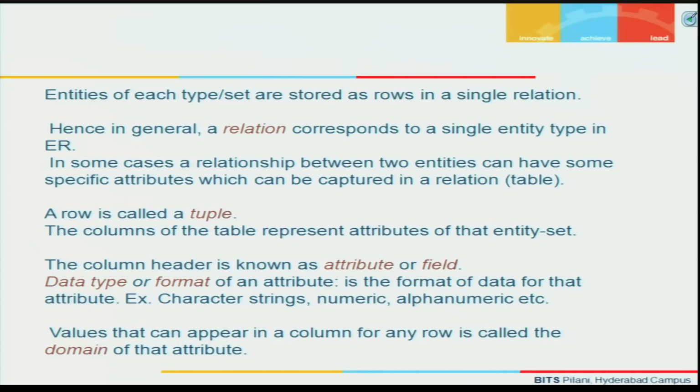Data type or format of an attribute, meaning what is the format of data for the attribute. For example, name is a character string, and age is a numeric value, and employee ID or student ID could be an alphanumeric value, and so on and so forth. So every field or attribute is specified by a data format, which in turn gives the set of possible values for that particular attribute. This is called the domain of the attribute. Values that can appear under a column for any row are called the domain of that particular attribute.